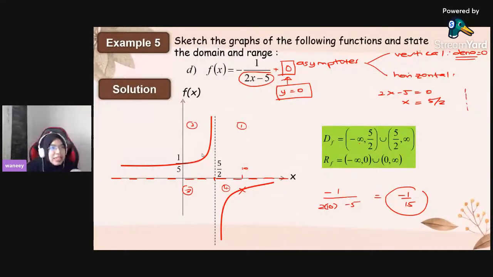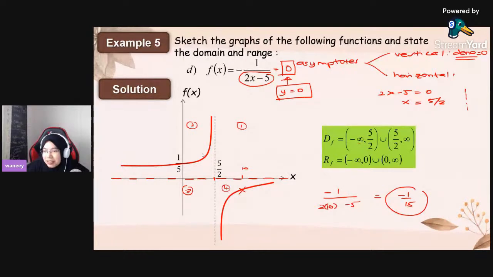Okay, so that's it for sketching graph. So now let us proceed with the composite function. Okay, are the graphs clear? Is there anything that you want to ask? A, B, C, D. Is there anything that you want to ask before I proceed with composite function? Is there any graph that is not that clear and you would like me to do it again?